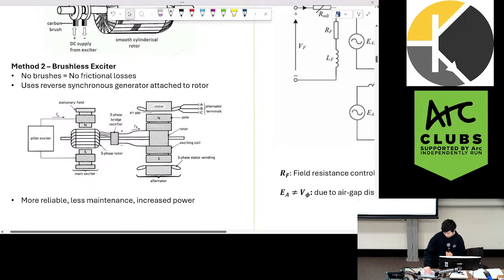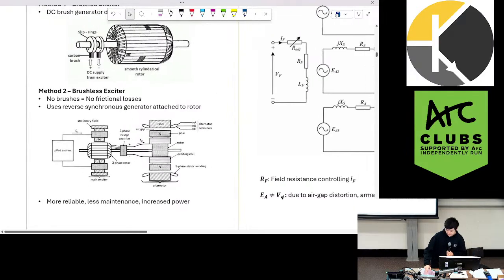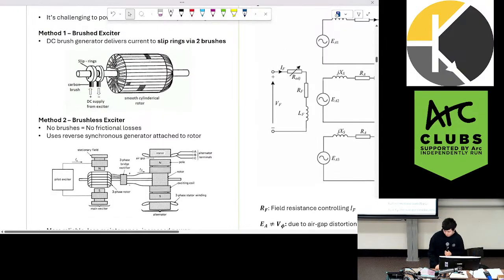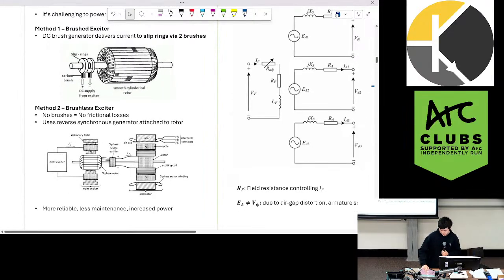So, one of the primary things is we need excitation of the DC field at the rotor. There are two ways that are described in the lectures, that being our brushed exciter and a brushless exciter. The use of a brushed exciter does have the negative of constant friction at the slip rings.